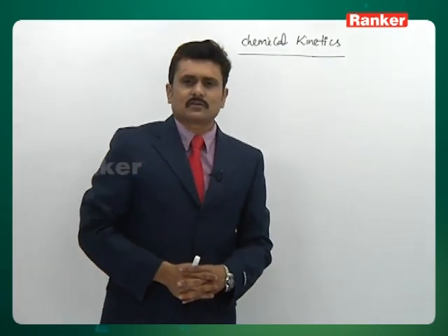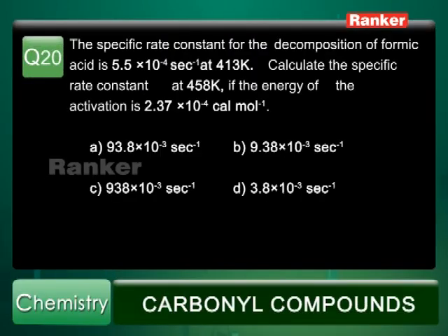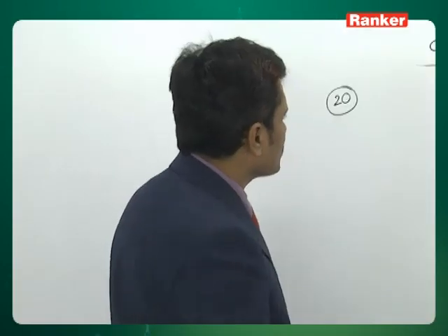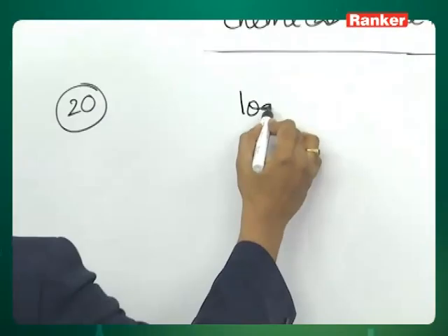The specific rate constant for the decomposition of formic acid is 5.5 into 10 to the power minus 4 second inverse at 413 Kelvin. Calculate the specific rate constant at 458 Kelvin if the energy of activation is 2.37 into 10 to the power minus 4 calorie per mole. So in this case, we have once again the Arrhenius equation.